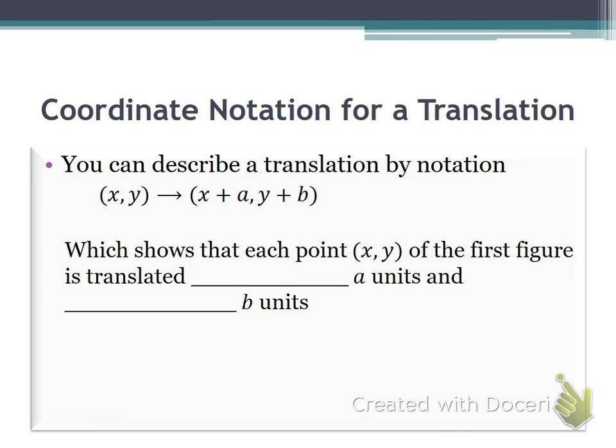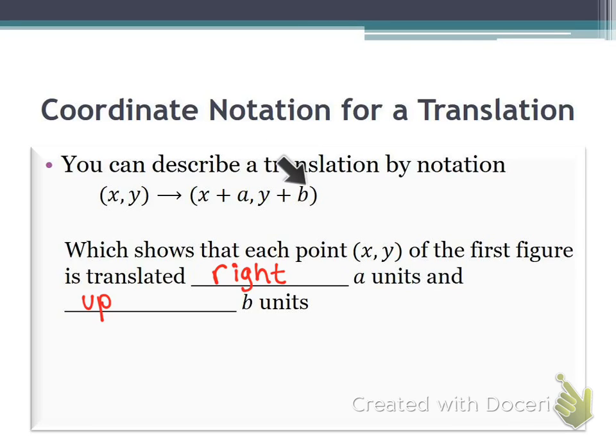So, now we see it officially. You can describe a translation by notation: x comma y with the arrow. So x comma y goes to x plus a comma y plus b. So that shows that each point x comma y of the first figure is translated right a units and up b units.